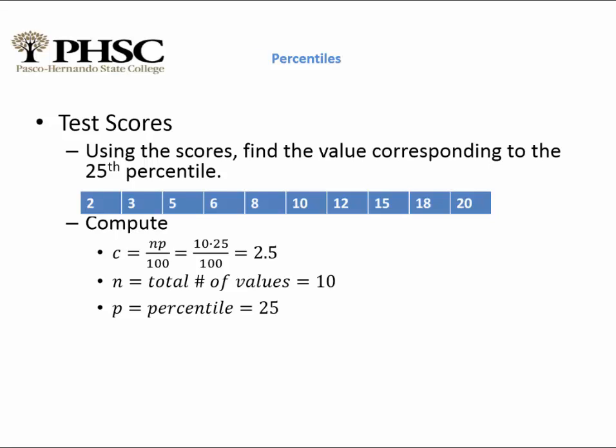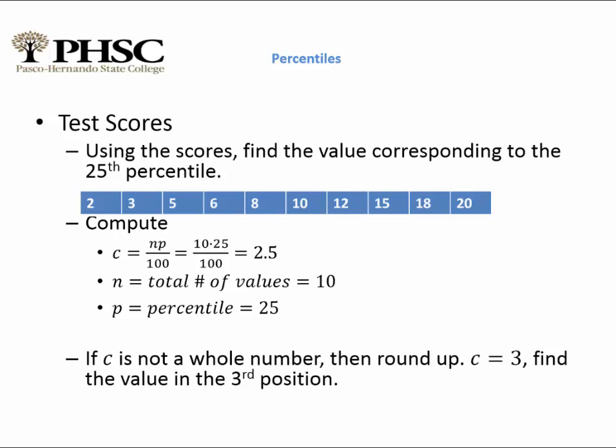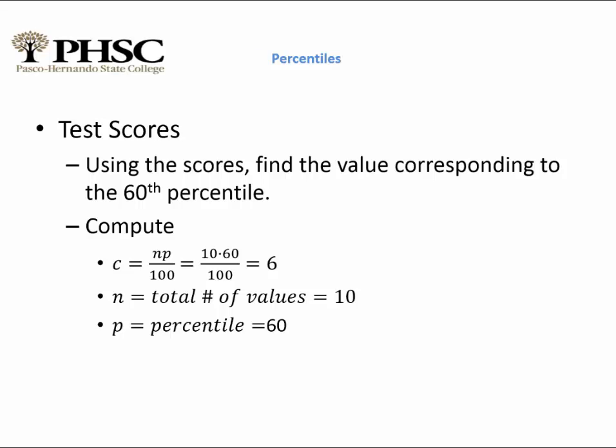Again, n is the total number of values, and the percentile is 25. Now, if c is not a whole number, then we round up. So then c equals 3. So for the 25th percentile, what we do is we find the value in the third position, and that gives us 5. Here's another example.